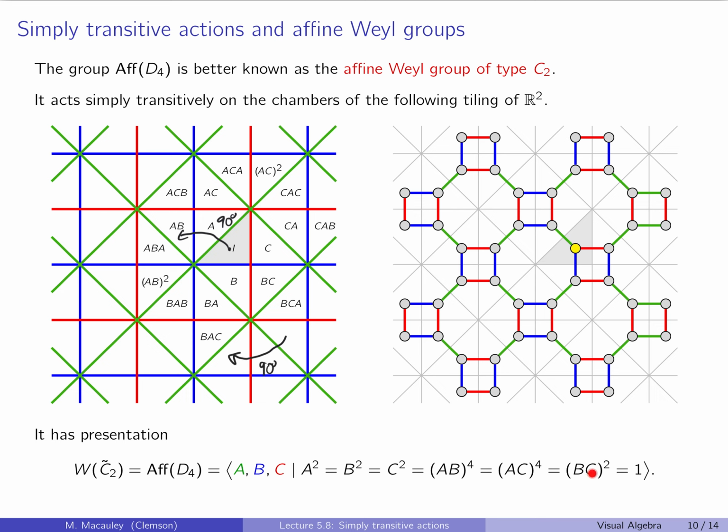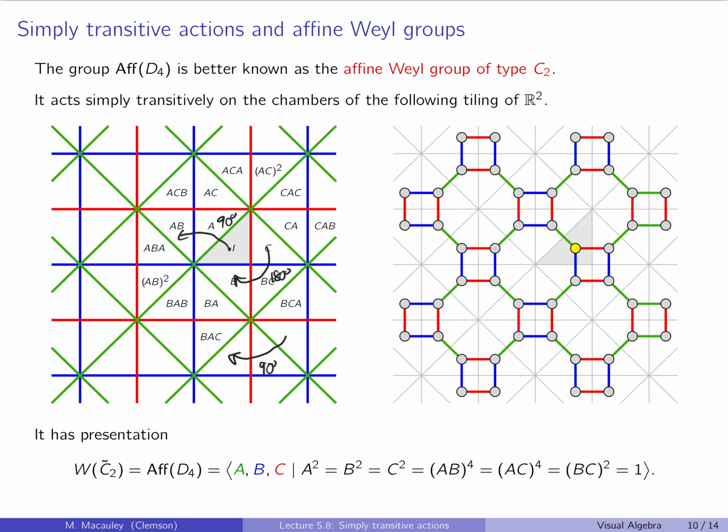And then finally, B and C, the blue and the red, go here. These are orthogonal or perpendicular. So you do blue, red, and this is a 180 degree rotation. So that's going to have order 2.